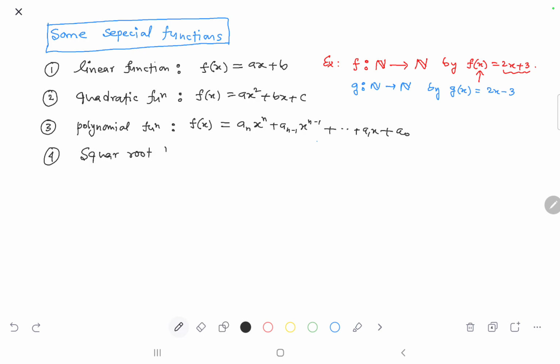Square root function. So how is it defined? f(x) equal to square root of x. Got it? What is the domain? Domain of f. What value of x can you put here? x such that x is greater than or equal to 0. So this is nothing but 0 to infinity.